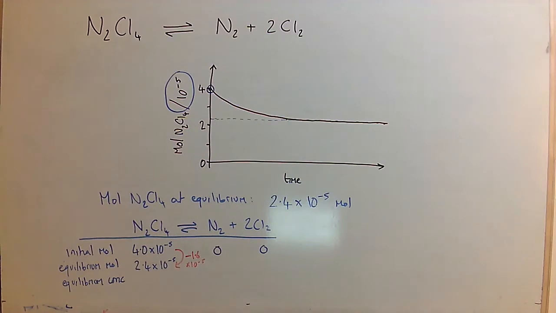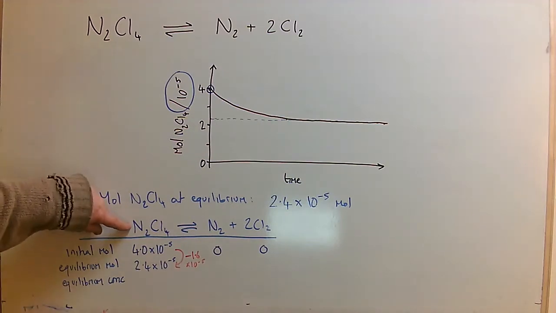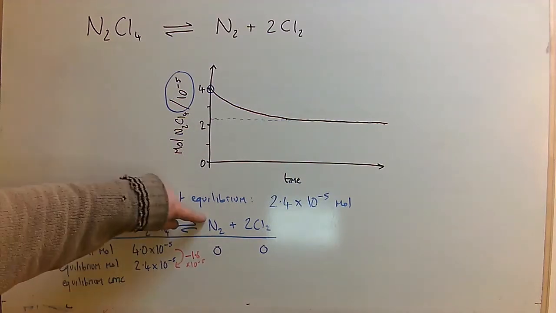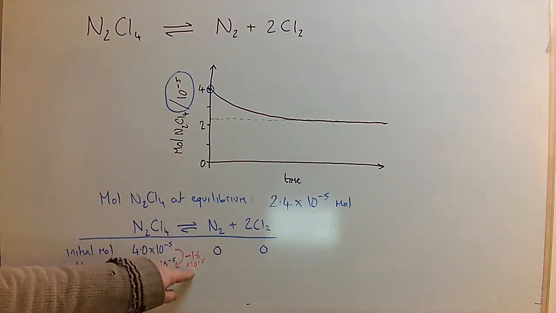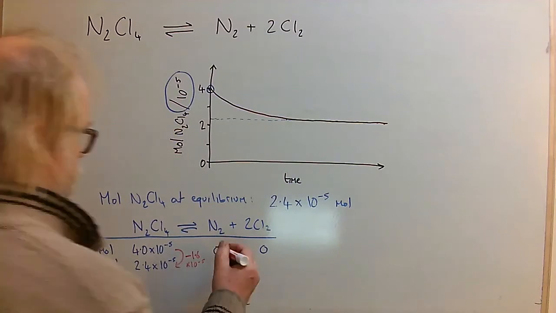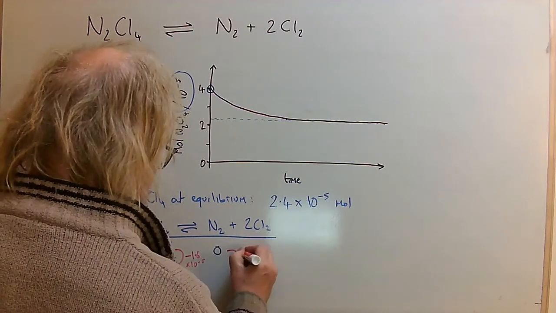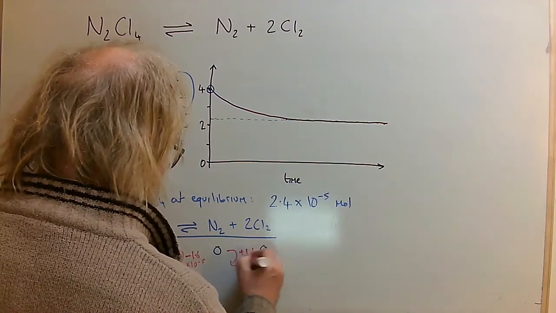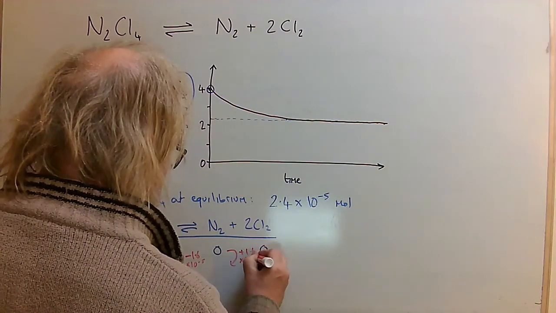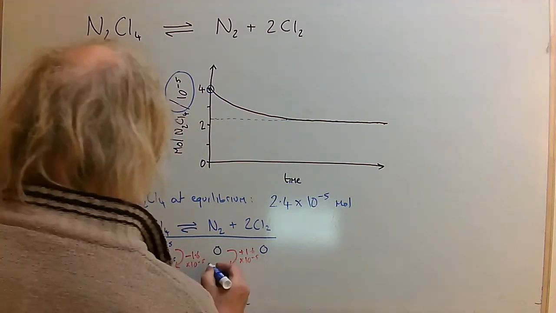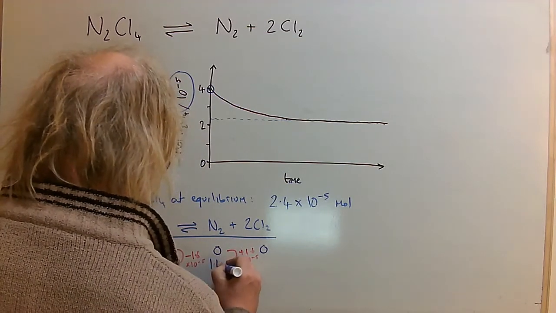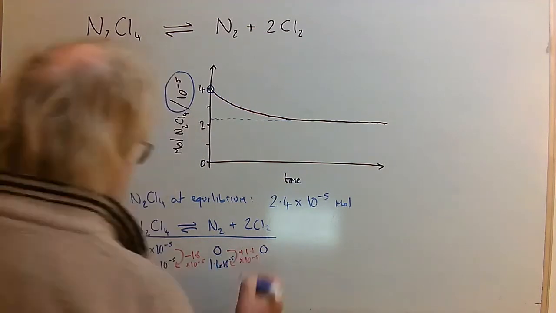And the equation tells us that for every mole of N2Cl4 that reacts, a mole of N2 will be formed. So if 1.6 times 10 to the minus 5 moles have reacted, 1.6 times 10 to the minus 5 moles of N2 will have formed. So this number therefore just becomes 1.6 times 10 to the minus 5.